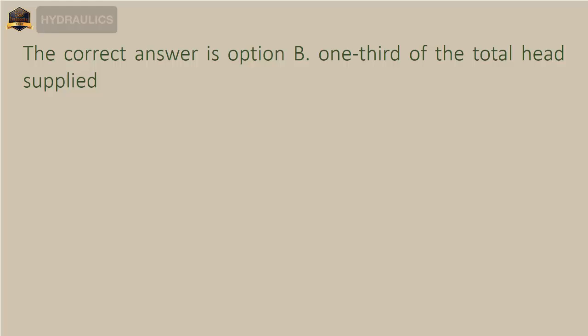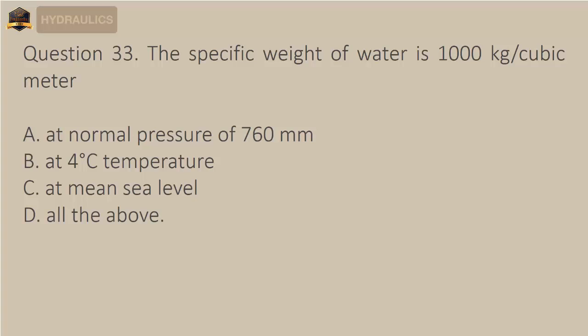Question 33. The specific weight of water is 1,000 kilograms/cubic meter A. At normal pressure of 760 millimeters. B. At 4 degrees Celsius temperature. C. At mean sea level. D. All the above. The correct answer is option D, all the above.